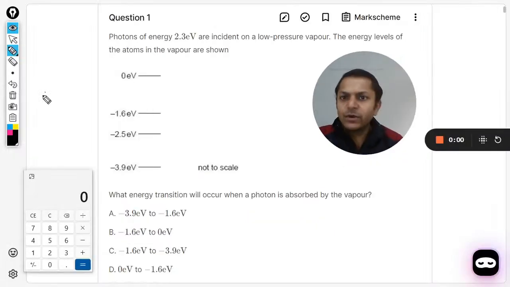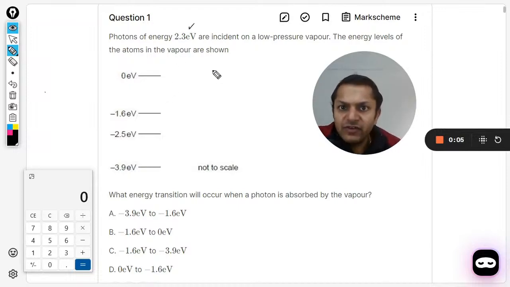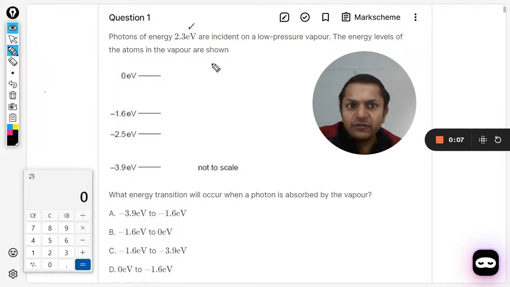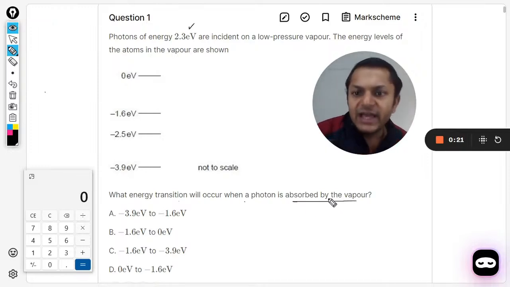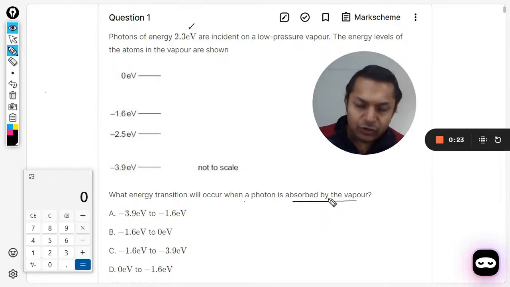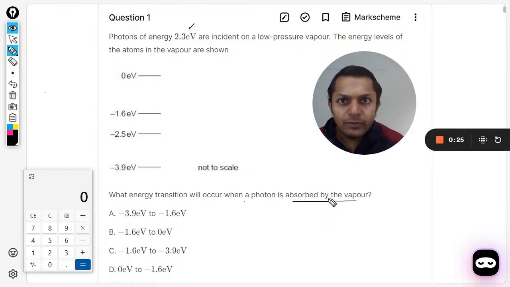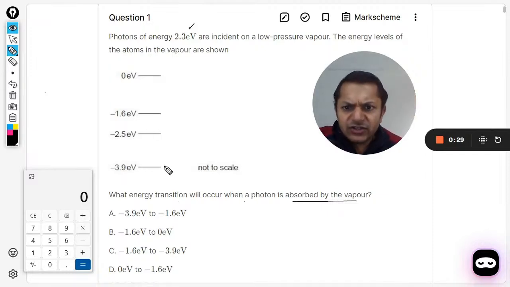Dear students, let us see what is there in this question now. Photons of energy 2.3 eV are incident on a low pressure vapor. The energy levels of the atoms in the vapor are shown below. So all the energy levels have been shown here. What energy transition will occur when a photon is absorbed by the vapor? It means when the energy is absorbed by the electron. So if the electron is absorbing energy, it will go up. So obviously we will just assume that first of all the electron is here in the ground state.